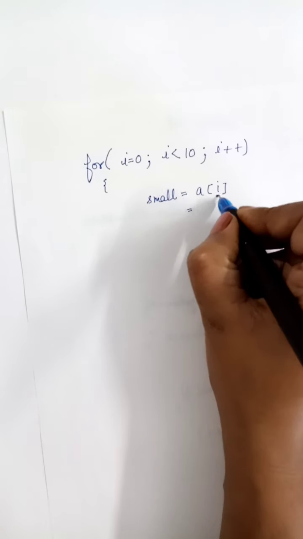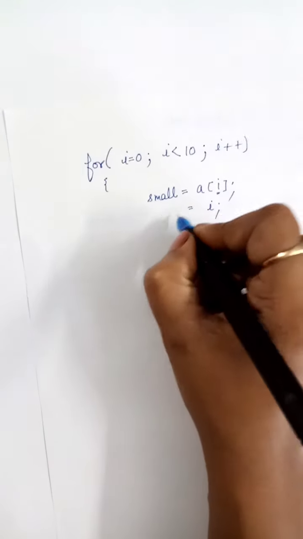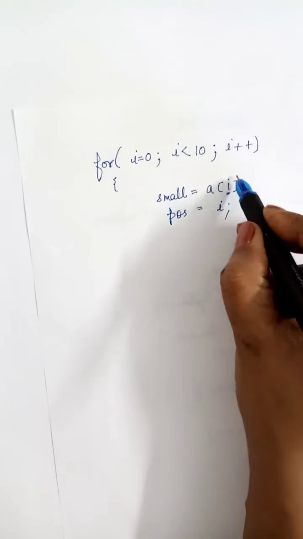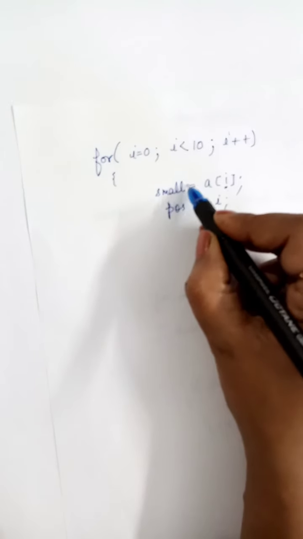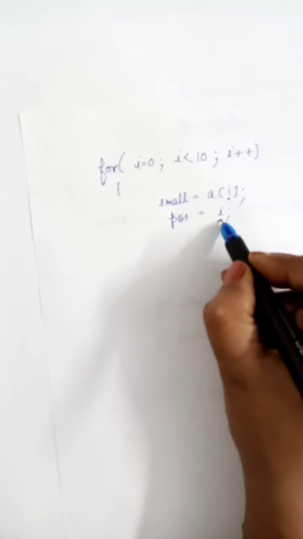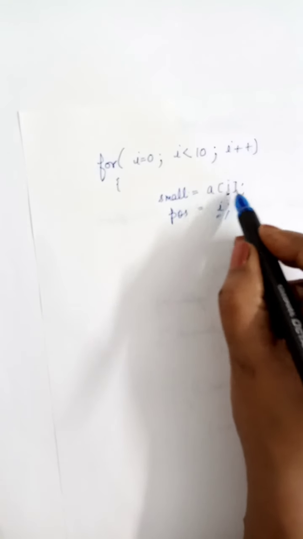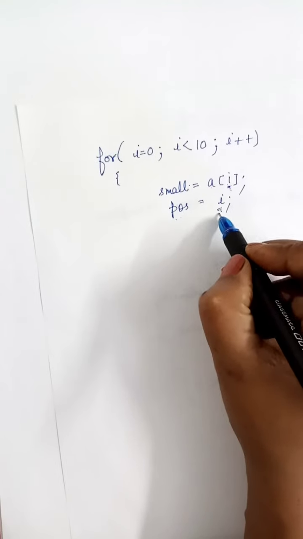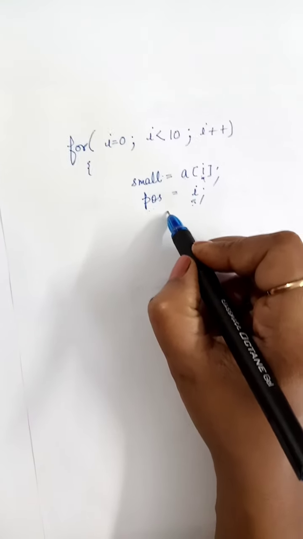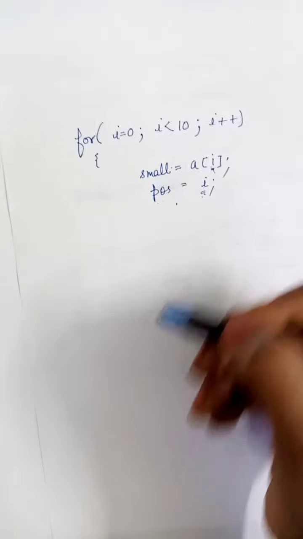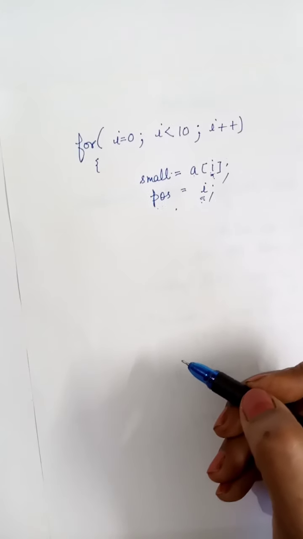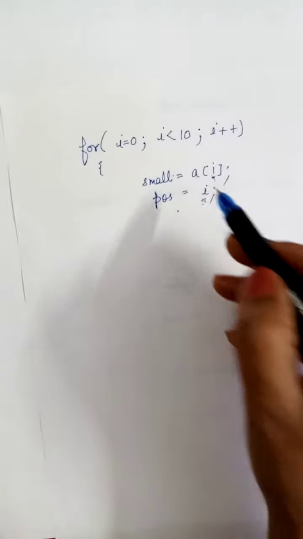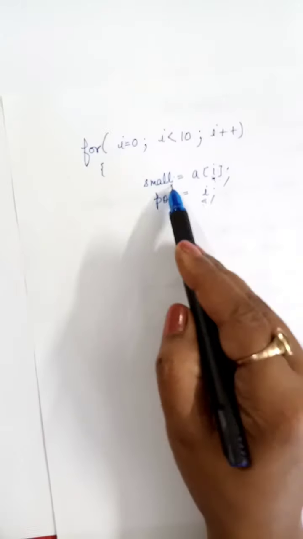And the value of i is the position of the smallest element. The value of a of i is the smallest, we are assuming, and the position of a of i, that is the i index number, is the position of the smallest element. We are assuming that whatever number we get from the beginning for the first time, a[0] will be considered the smallest and 0 will be the position of the smallest.